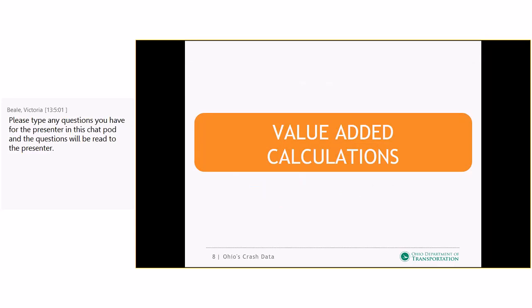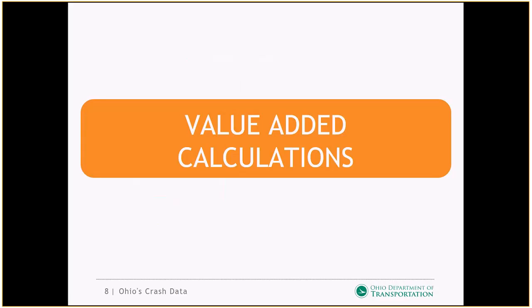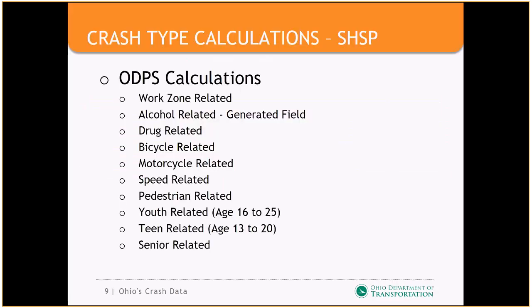So to discuss just a couple of examples of the calculations that we add value to the crash data, ODPS conducts a few for us, like the bicycle, the motorcycle, the speed. Those are fairly easy and universal ones that a lot of agencies need at the state, so DPS is already calculating those for us. So these are the ones that we get without doing any extra effort.